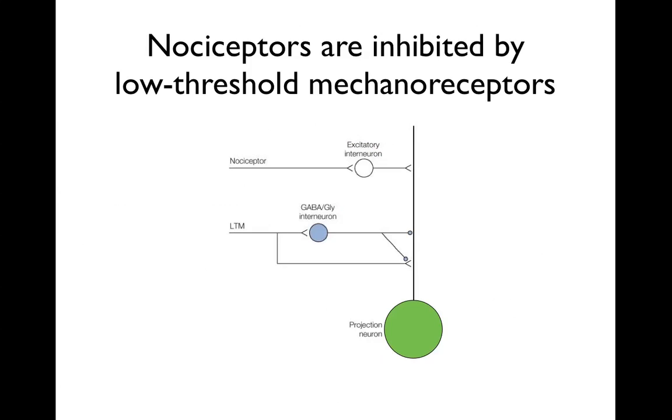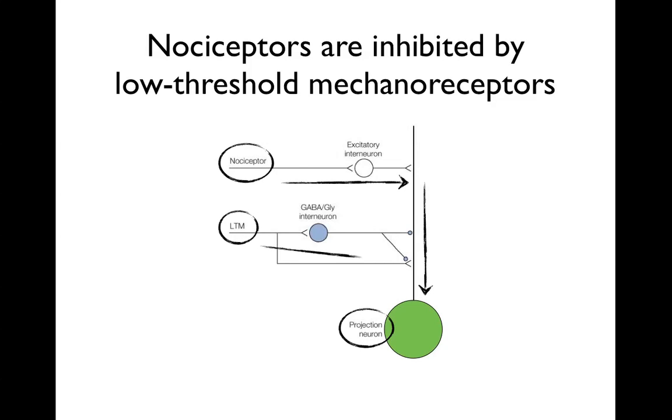Right, another important aspect of nociceptors is that they can be inhibited by low threshold mechanoreceptors. The low threshold mechanoreceptors are the A beta fibers we're talking about, nociceptors being the high threshold fibres. In this diagram we see how a nociceptor is able to stimulate a projection neuron via an excitatory interneuron. So here we have nociception going via an interneuron, stimulating a projection neuron, which will then fire and go up to the brain.